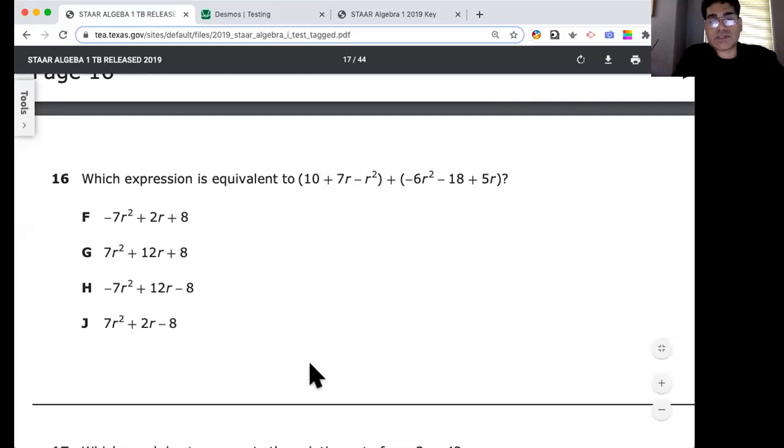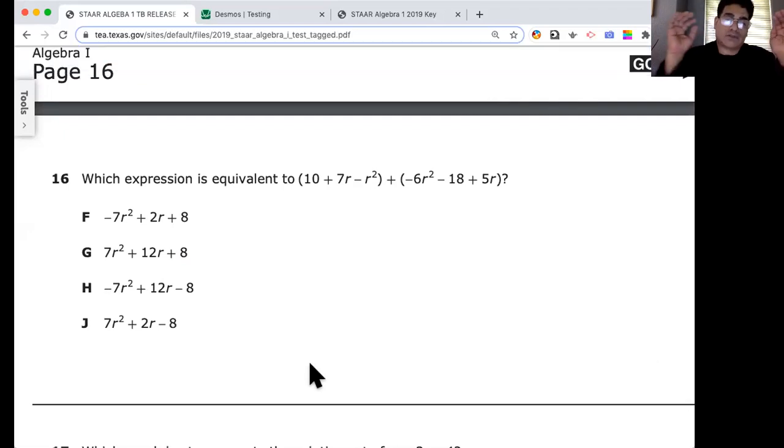Which expression is equivalent to all of this in this parentheses added to all of this in the second set of parentheses? So we have how many terms? So we're combining like terms. Can Desmos help us? Well, there's some basic math there, and I do worry some of my newer students, particularly if you don't have a lot of preparation for algebra, for combining terms with exponents, variables. Well, let's get right down to it.